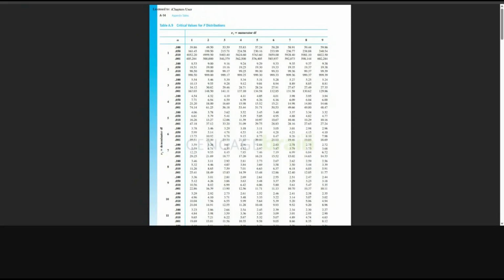How many catalysts were there? 4: A, B, C, D. Which means what's the numerator here? 3, less 1. Good. How many data points did we have? 16. And what's the rule for the denominator here? Total sample size less the number of groups, right? Which was 4.